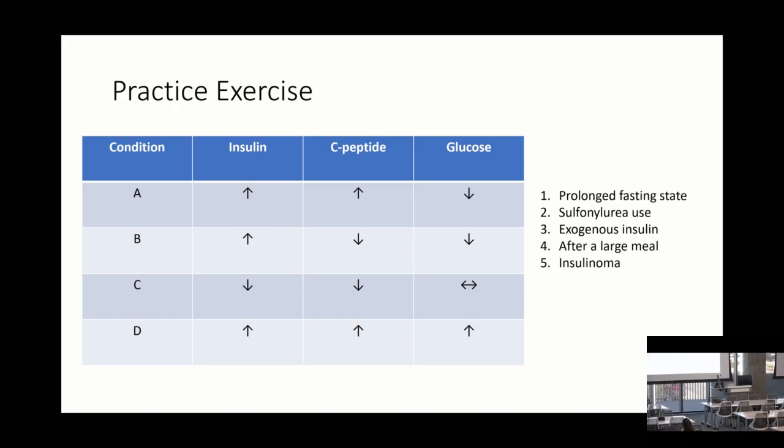You're going to see stuff like this on your exams, your board exams, your Step 1. So it's good to get used to these arrows up and down. You have a condition that has increased insulin, increased C-peptide, and decreased glucose. Which of the options on the right could that be? So increased insulin, increased C-peptide. Remember we talked about C-peptide. So what could that be? You can talk about it, and let's come up with what we think.